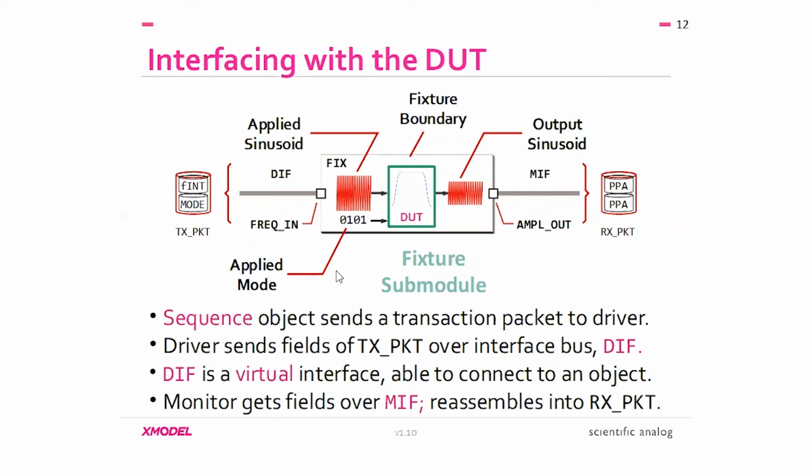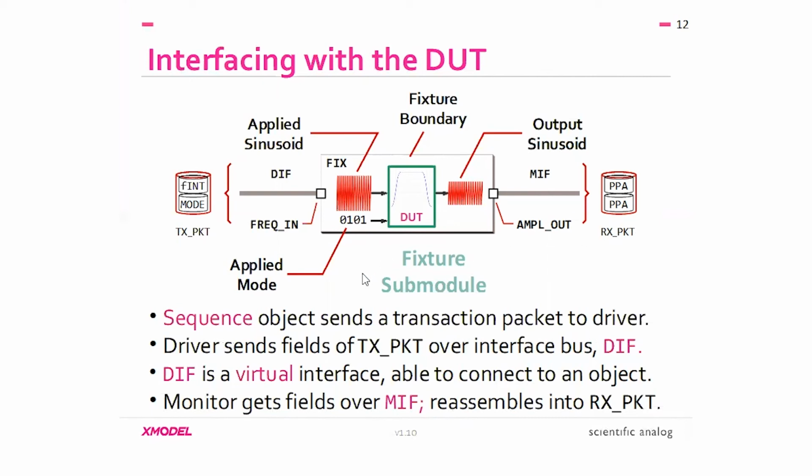This slide shows in more detail how the DUT interfaces with the packets coming from the driver or reconstructed by the monitor. The fields from the packet are sent over the signals making up this interface bus. They enter this interface port, and inside the fixture, they're applied to the DUT inputs. Similarly, on the monitor side, the signals coming out of the DUT, such as PPA out, enter this interface port and travel over the interface bus MIF to the monitor, which reconstructs them into data packets.